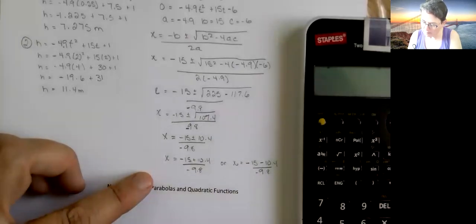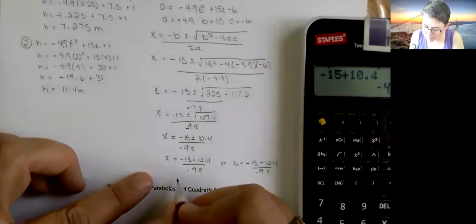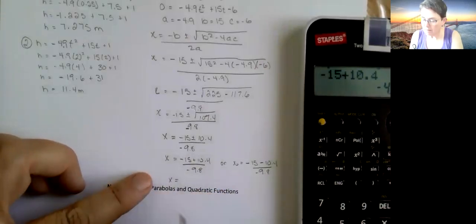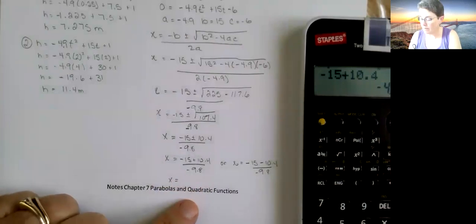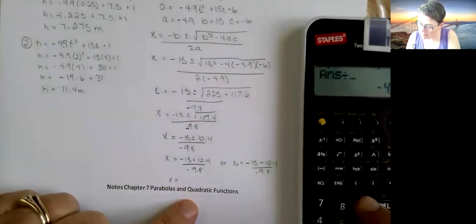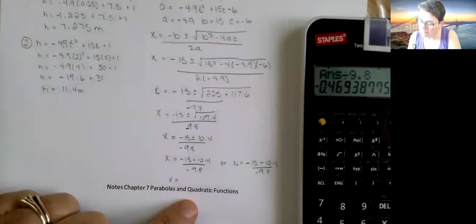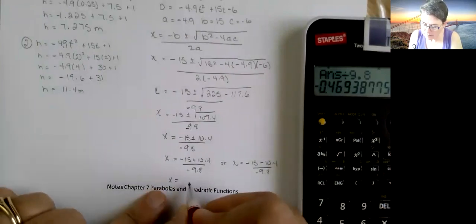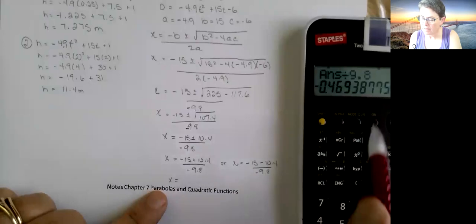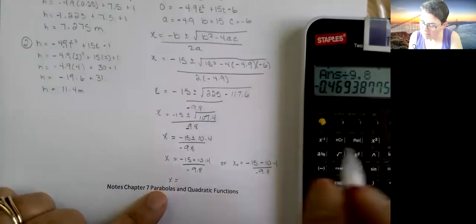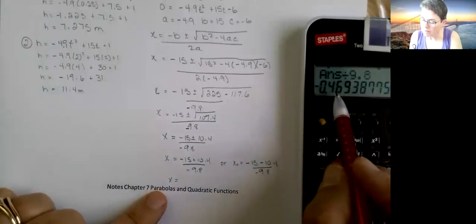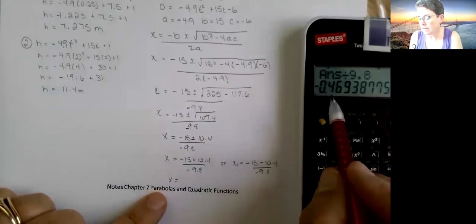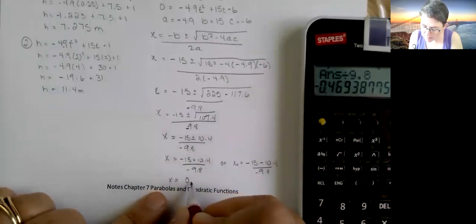Right, so minus 15 plus 10.4, I'm going to divide it by 9.8 because I'm running out of room. Divide by 9.8. Whoops, that should have been a negative 9.8. So my answer actually here is positive. So, rounding to 1 decimal place, is 0.5.